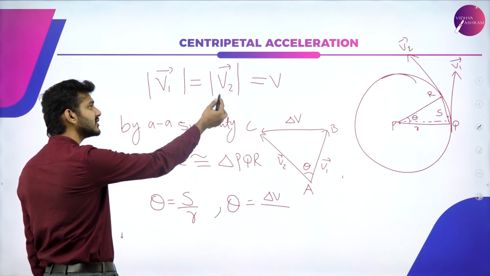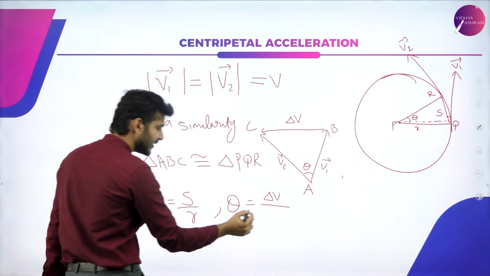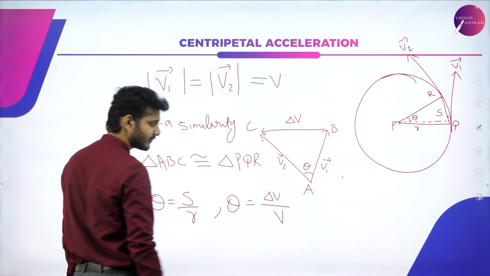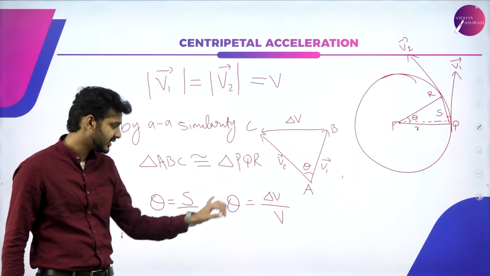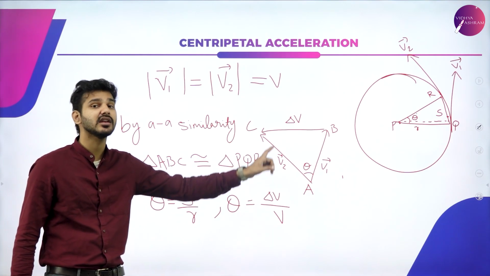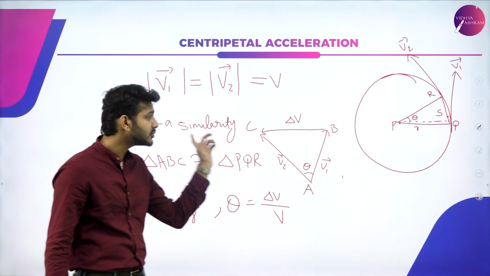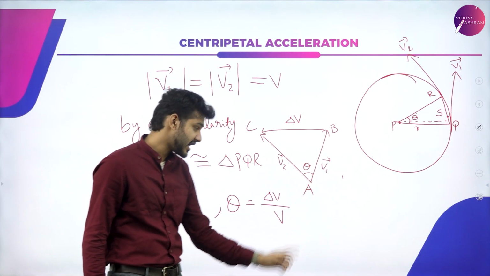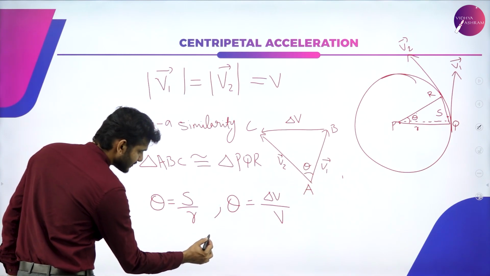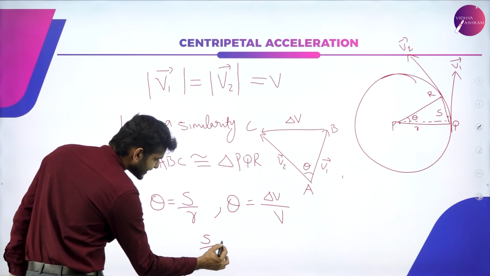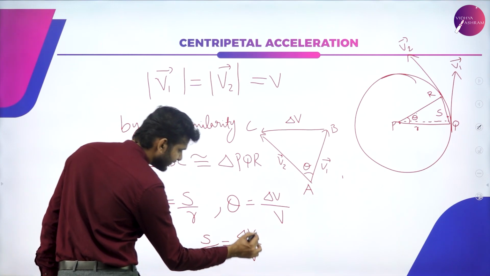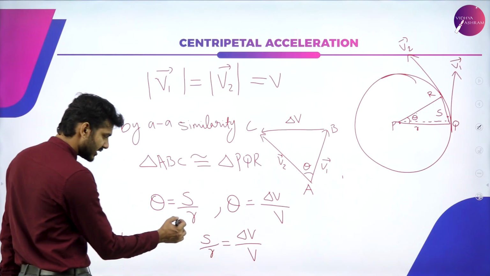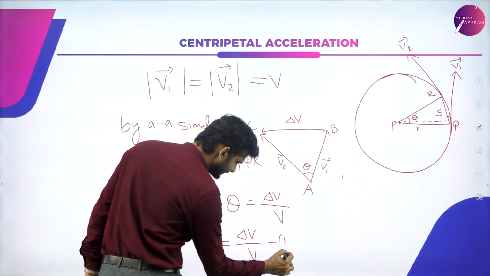Since V2 is equal to V1 is equal to V, we can just simply write it as V. So theta is equal to S by R in one triangle, theta is equal to delta V by V in another triangle. Since these two triangles are similar, I can write S by R is equal to delta V divided by V. Now let this be equation 1.